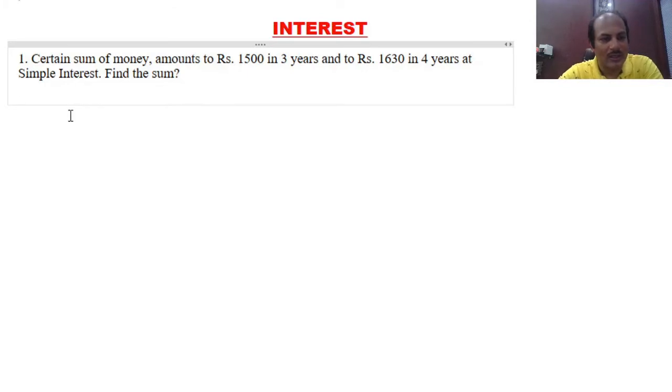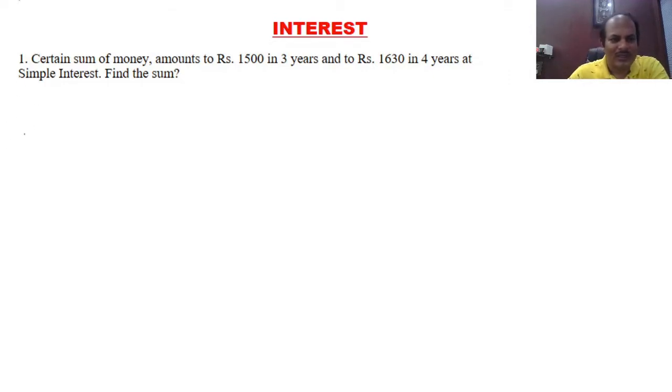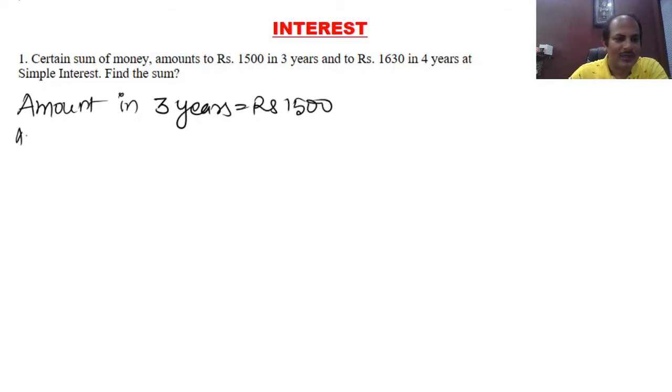The question says a certain sum of money amounts to rupees 1500 in 3 years and rupees 1630 in 4 years. Then I have to find the sum. Let's understand what 1500 is. This is nothing but the amount in 3 years, which is equal to rupees 1500. Similarly, it's given the amount in 4 years, which is equal to rupees 1630.